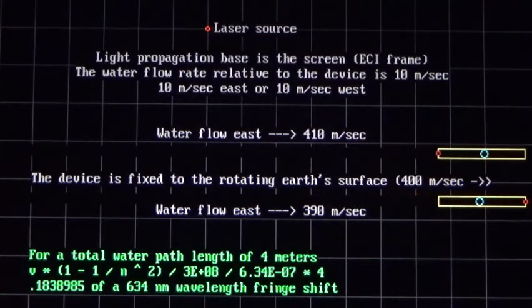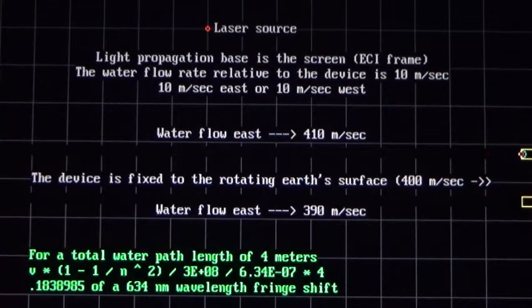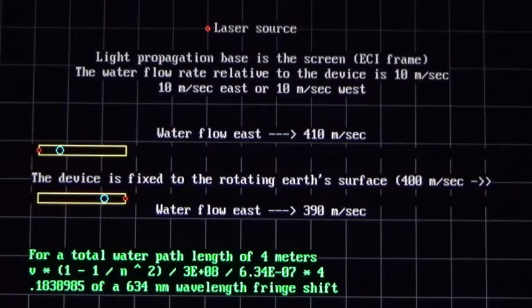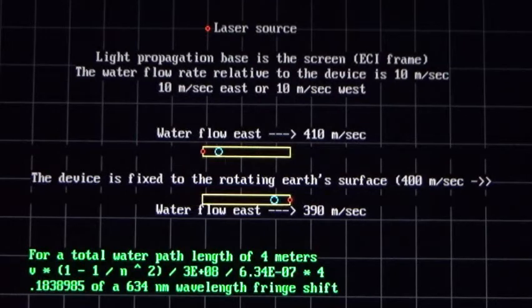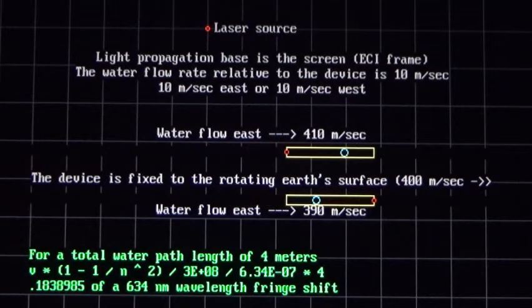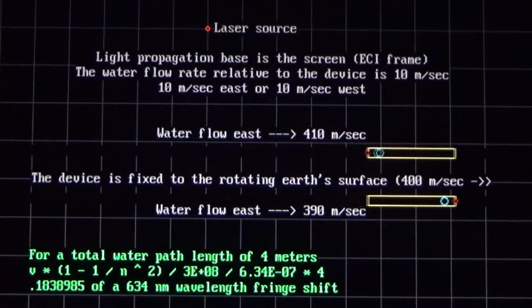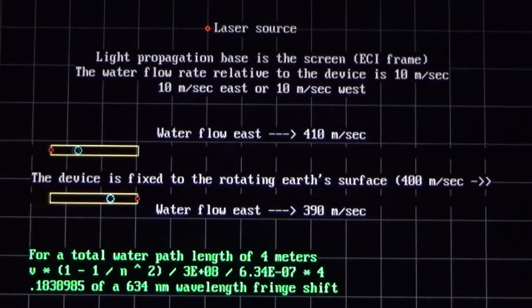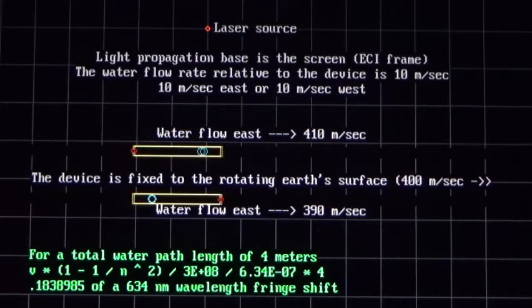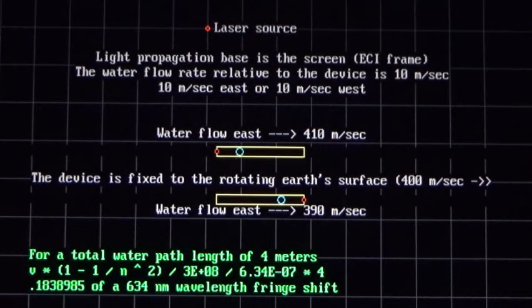According to Fizeau, the east-flowing water will drag the light propagation base along with it to a greater extent than the water flowing west. For a 10 metre per second water speed in my device, I would expect a fringe shift of 0.184 of a 634 nanometer wavelength. That's what a Fizeau device of the same proportions would give if the water flow direction was reversed.